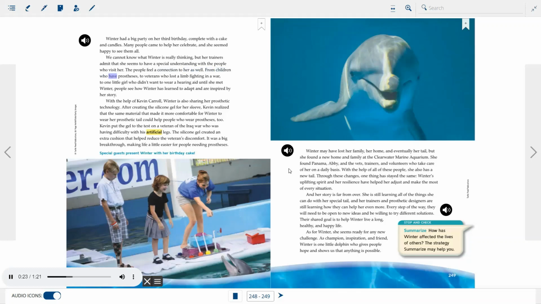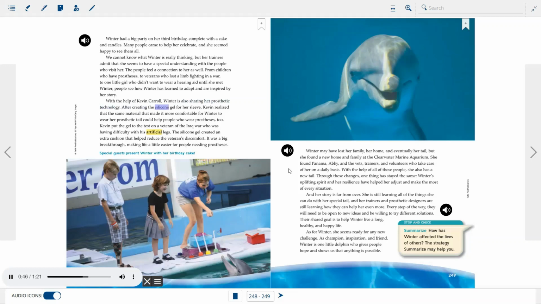From children who have prostheses, to veterans who lost a limb fighting in a war, to one little girl who didn't want to wear a hearing aid until she met Winter. People see how Winter has learned to adapt and are inspired by her story. With the help of Kevin Carroll, Winter is also sharing her prosthetic technology.